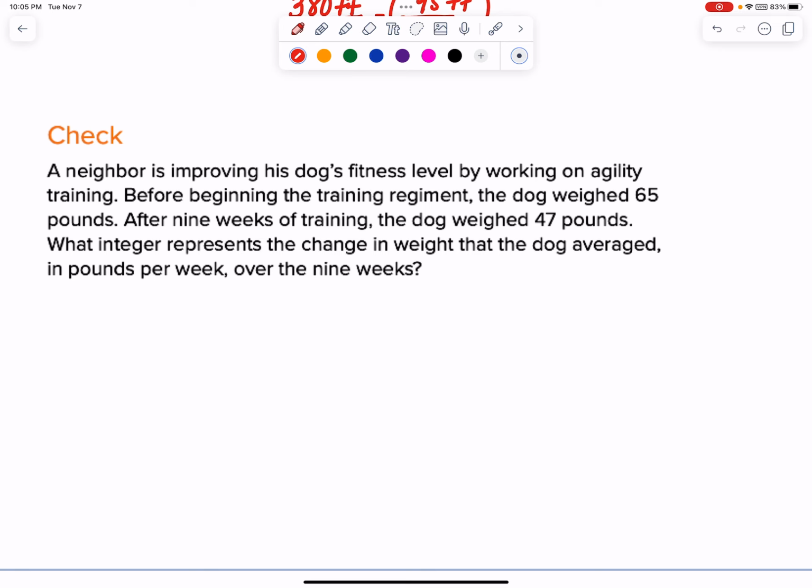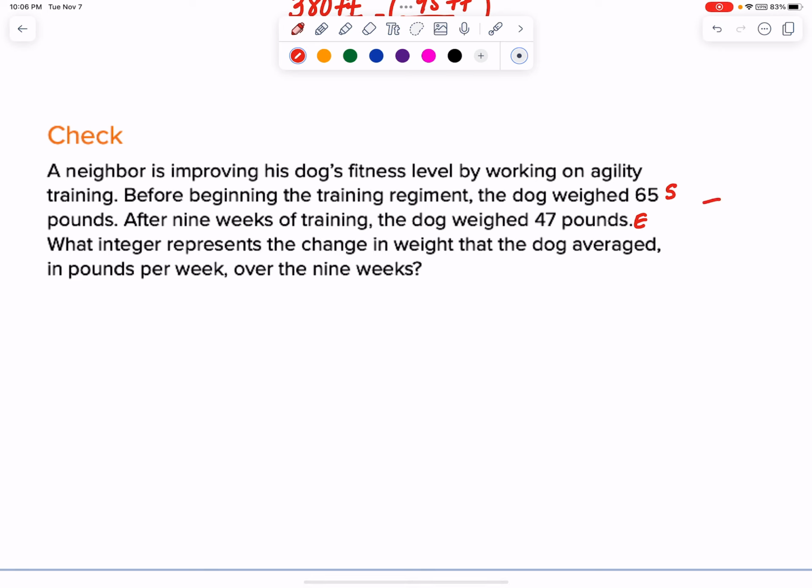A neighbor is improving his dog's fitness level by working on agility training. Before beginning the training regimen, the dog weighed 65 pounds. After 9 weeks of training, the dog weighed 45 pounds. Okay, so here's my starting weight, here's my ending weight. Okay, what integer represents the change in weight the dog averaged in pounds per week over the 9 weeks?